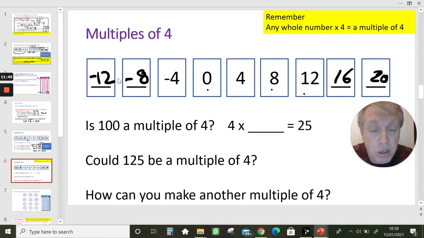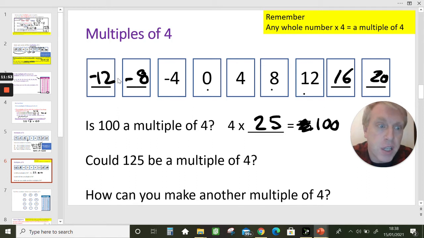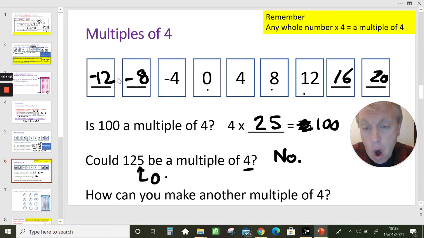Is 100 a multiple of 4? Well, yes, it is. 4 times 25 is 100. So 25 times 4 is 100. Could 125 be a multiple of 4? What do you think? No. We learnt last week that all the multiples of 4 are even. 125 is odd. All the multiples of 4 must be even.